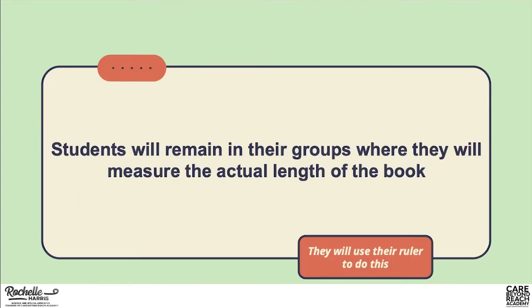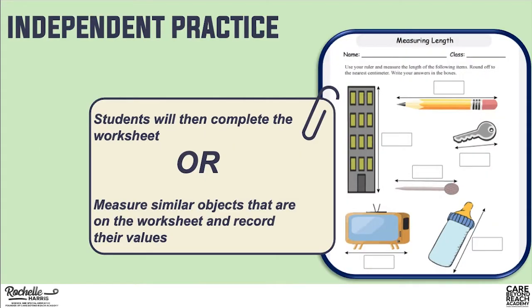When they do that now, you give them the opportunity to test and prove if their estimate was close enough to the real thing. So they can actually use the ruler now to measure the book and see how close they were to the actual measurement. So that's practice. Then you give them independent practice. Good, you give them that independent practice.